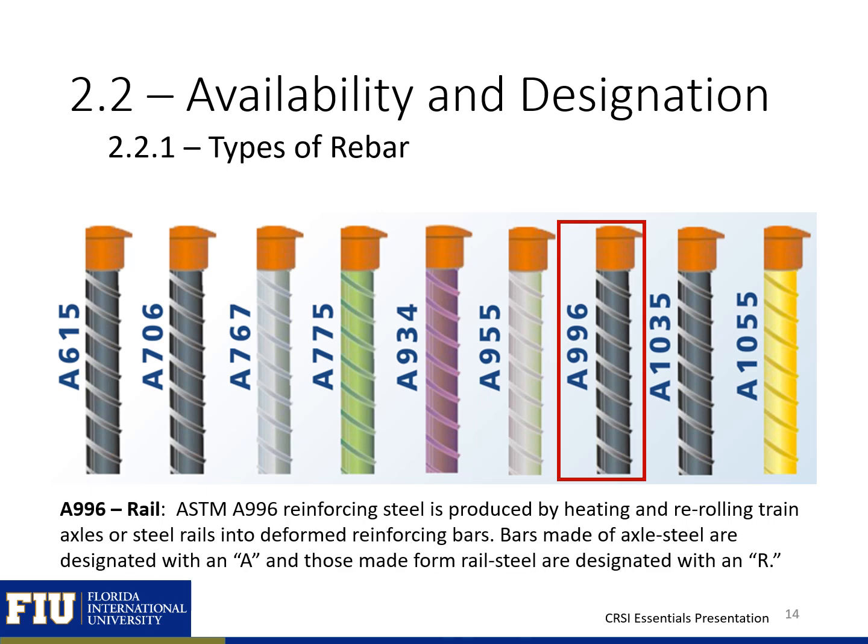ASTM A996 reinforcing steel is produced by heating and re-rolling train axles or steel rails into deformed reinforcing bars. Bars made of axle steel are designated with an A, and those made from rail steel are designated with an R.